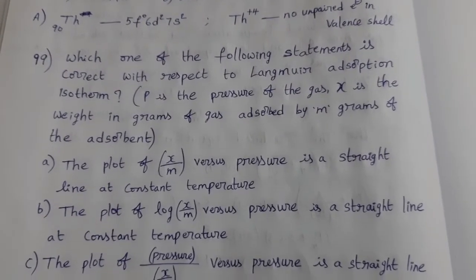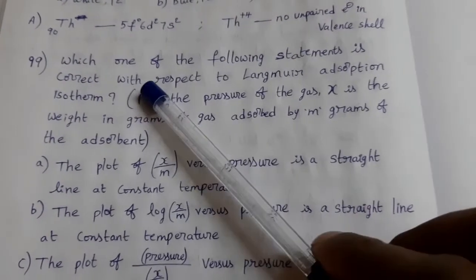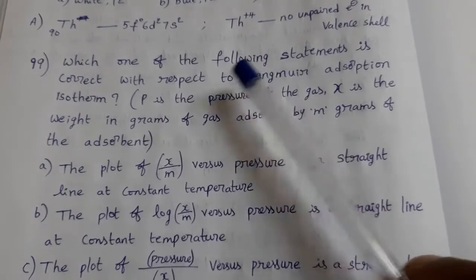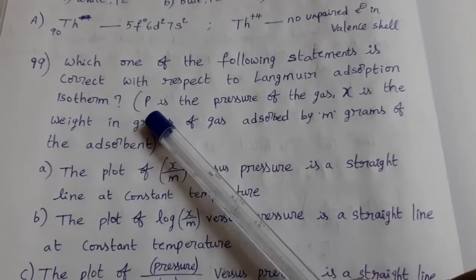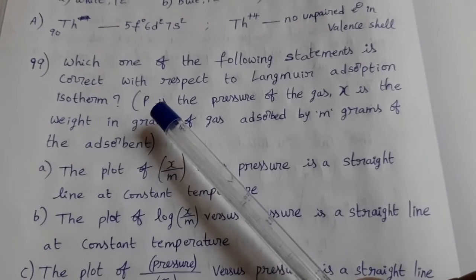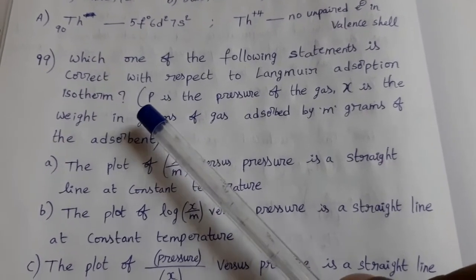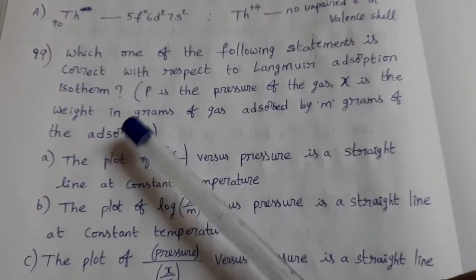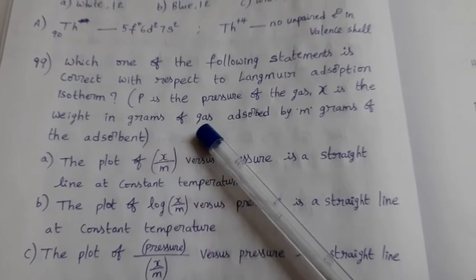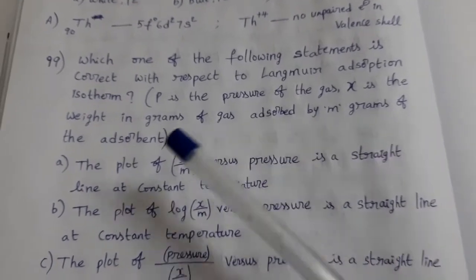Now see the answers for forensic laboratory exam. Which one of the following statements is correct with respect to Langmuir adsorption isotherm? Isotherm means a graph is drawn at constant temperature, that is called isotherm. P is the pressure of the gas, X is the weight in grams of gas adsorbed by m grams of the adsorbent.